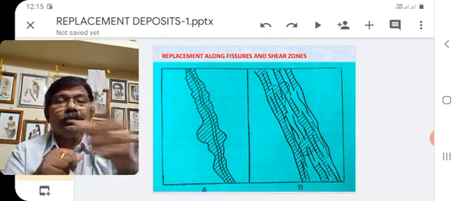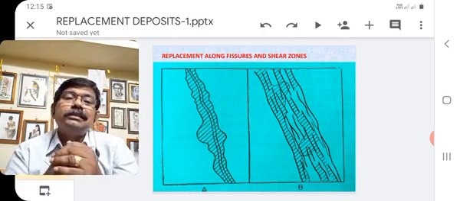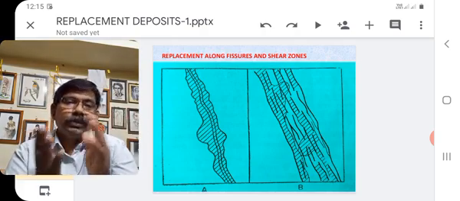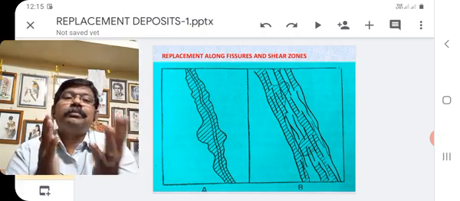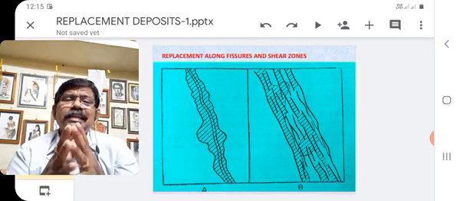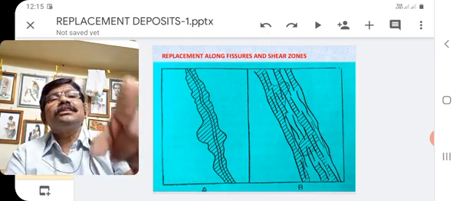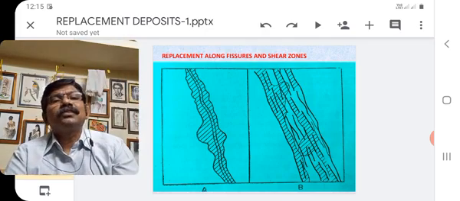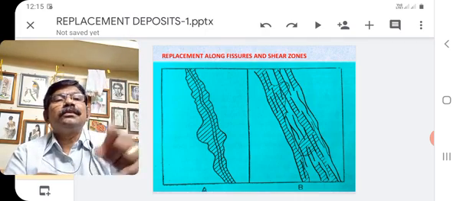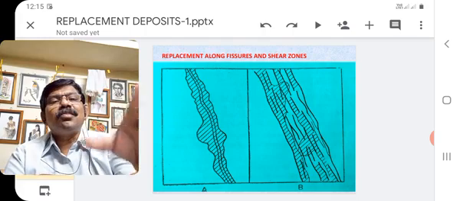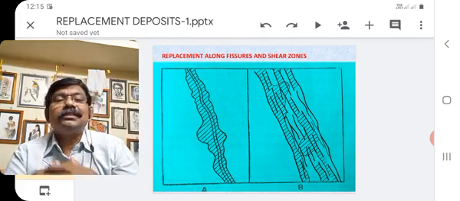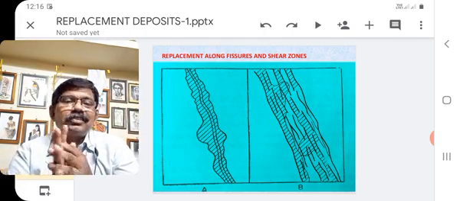I wrote it on the top also. When you study after the class, when you go through this class again, take this before you, and it will be easy to understand because you observe that diagram carefully. How clear is it that there is a vein? No, it's totally disturbed, right? It's a shear, right? Shear.